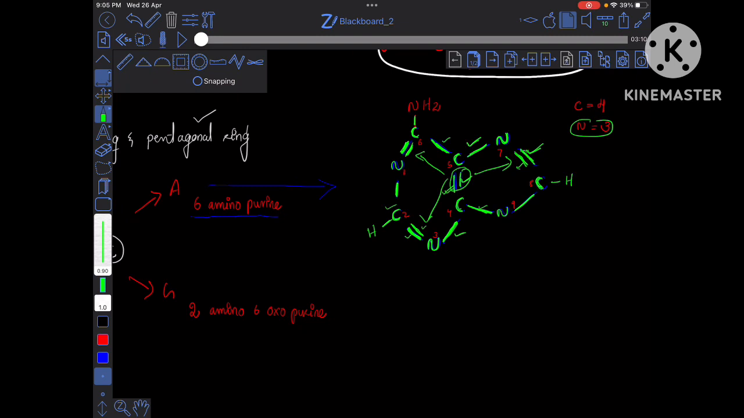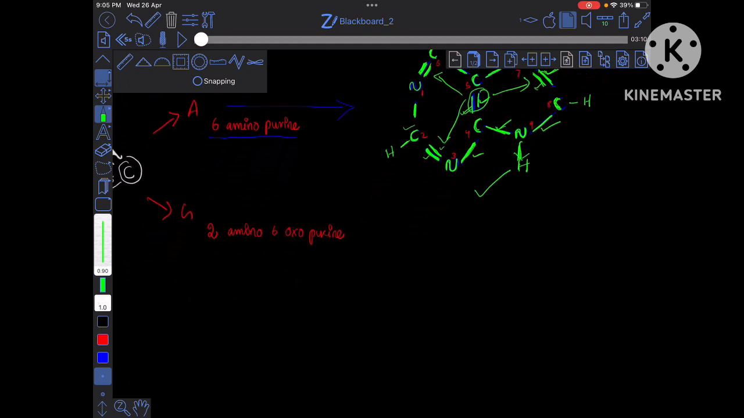Then go to the 9th nitrogen atom. Its valency is 3. 1, 2. So one more has to be filled so that we can add a hydrogen atom here. So the structure is completed. Let's go to the guanine structure. Carbon, nitrogen, carbon, nitrogen, carbon, carbon, double bond, pentagonal ring, nitrogen, carbon, nitrogen.